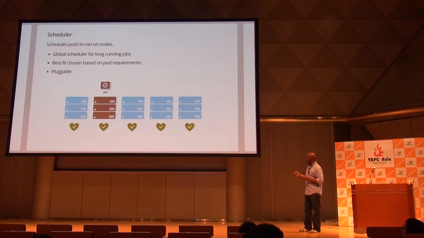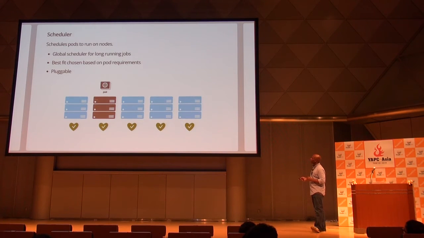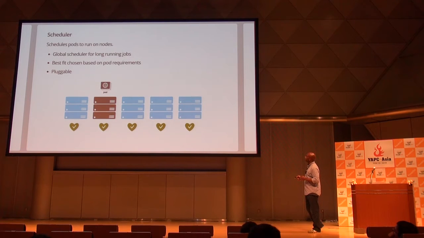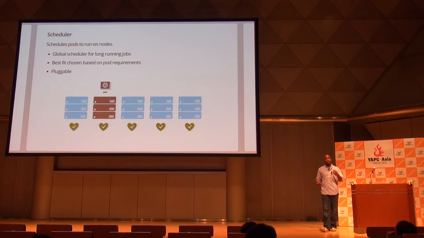The next thing we have is the scheduler. Again, the scheduler's job is to take those pods and find a healthy node in the cluster. So in this case, node one was the best fit to run this particular pod. Now, the scheduler is pluggable in Kubernetes, meaning if you wanted to use the Mesos scheduler, you could. Or if you wanted to write your own scheduler, you could. But the scheduler that you're going to get by default does a pretty good job.